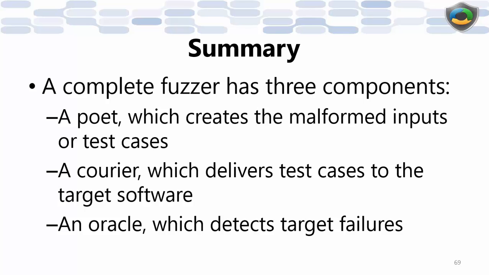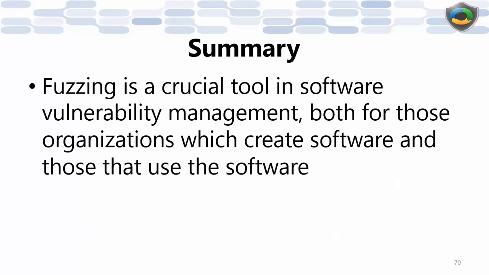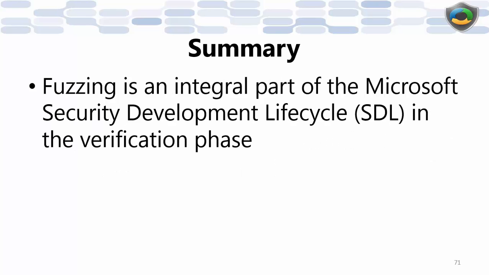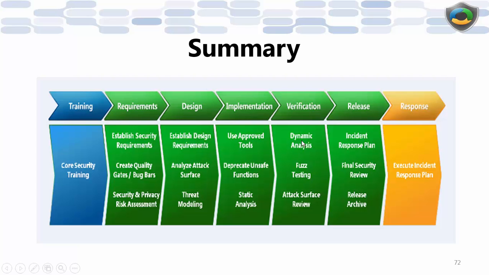We saw that a fuzzer has 3 different components: the poet, which creates the malformed inputs, also known as test cases; the courier, which delivers the test cases to the target software; and the oracle, which detects the target failures. Fuzzing should be used by everyone, both the company that creates the software and the company that uses the software, if and when possible. As mentioned previously, fuzzing is an integral part of the Microsoft SDL, in the verification phase.